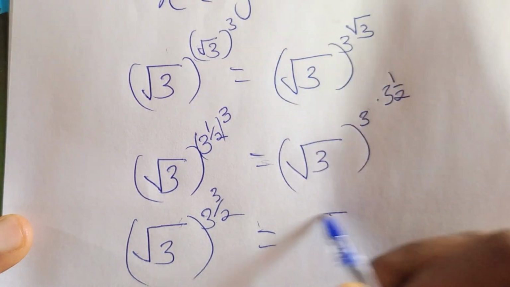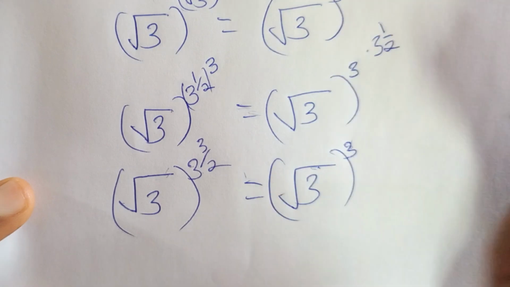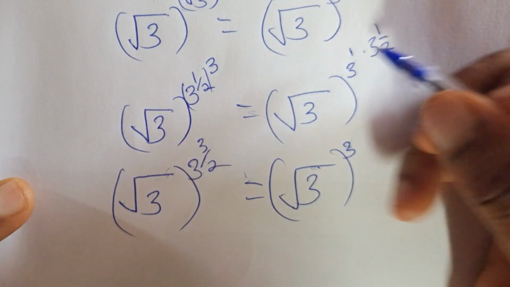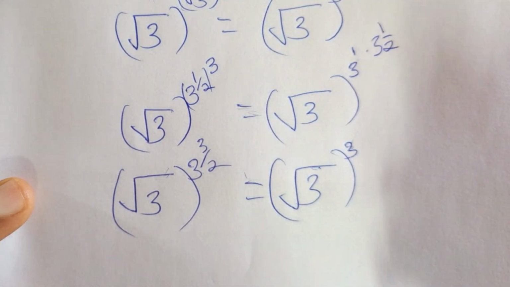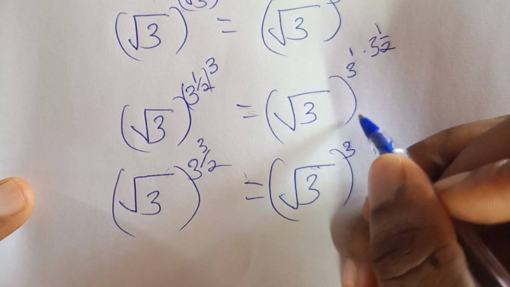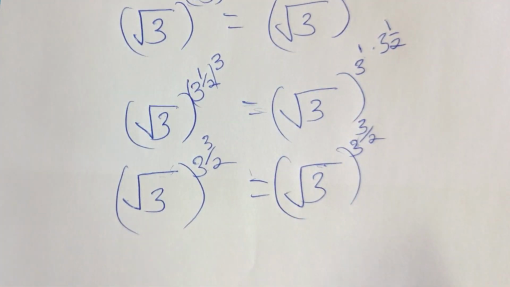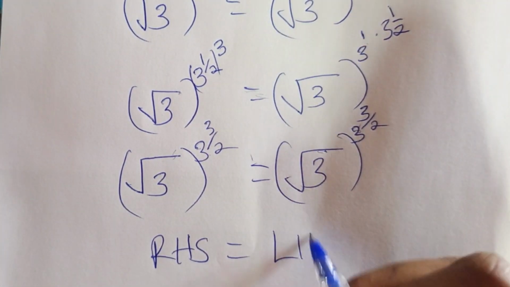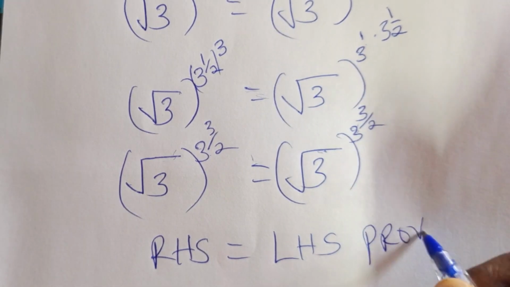And when we come over to this side, we have 3 here. There's an exponent of 1 here. We add the power, and we have 3 over 2. So now, the right hand side equals the left hand side. So we have proved it. Proved.